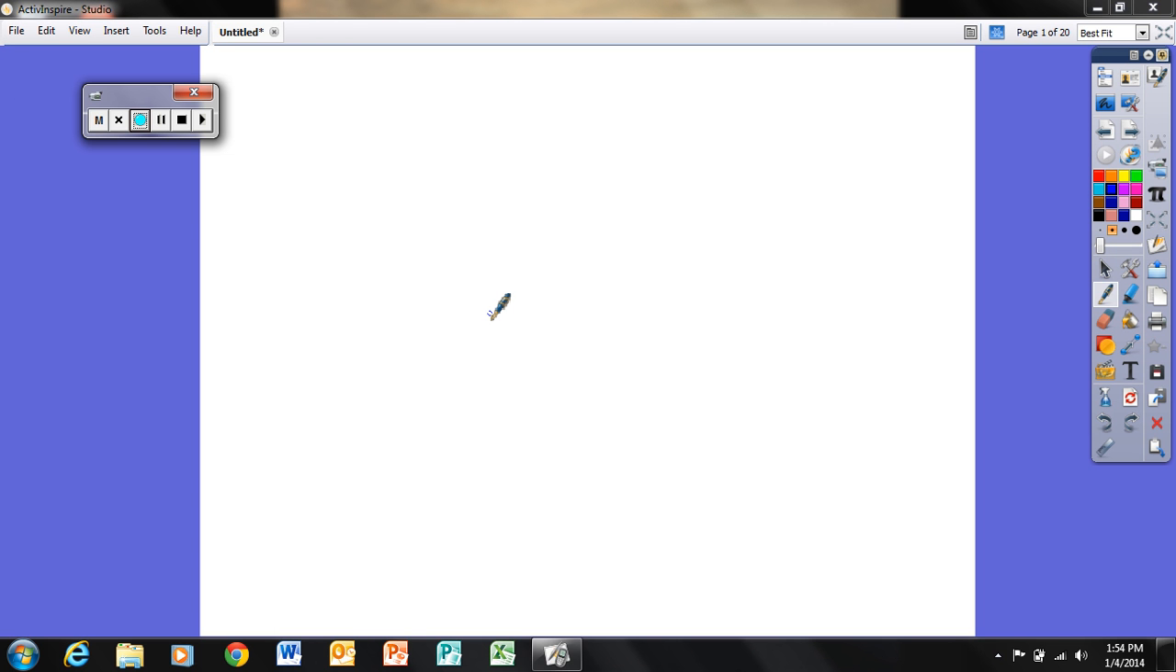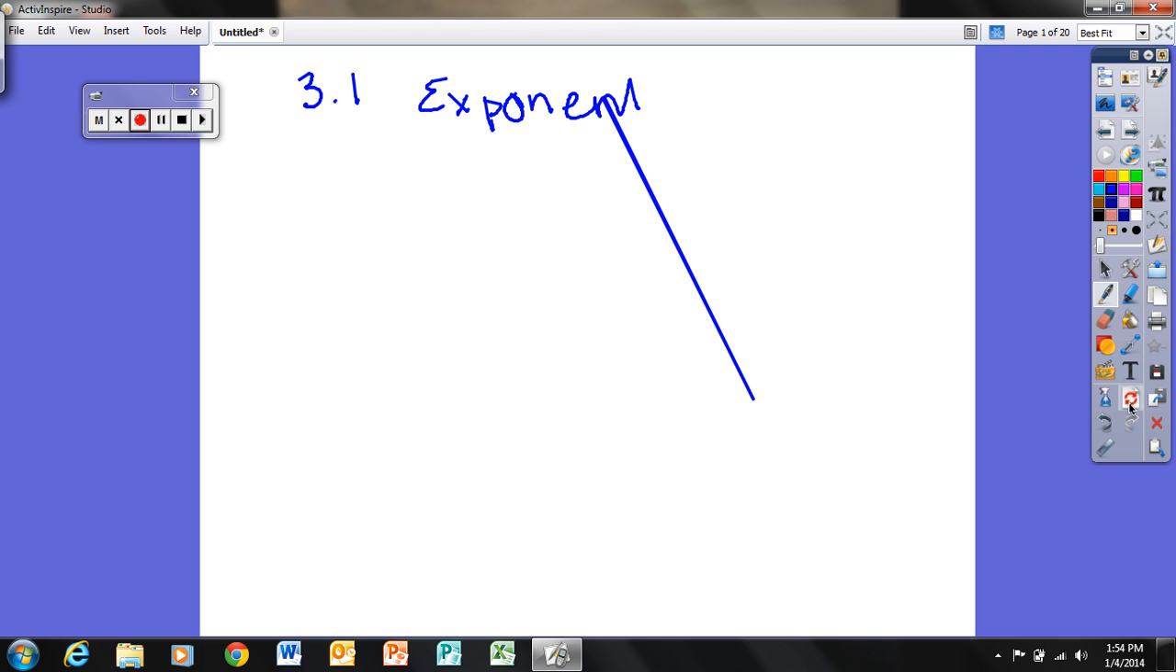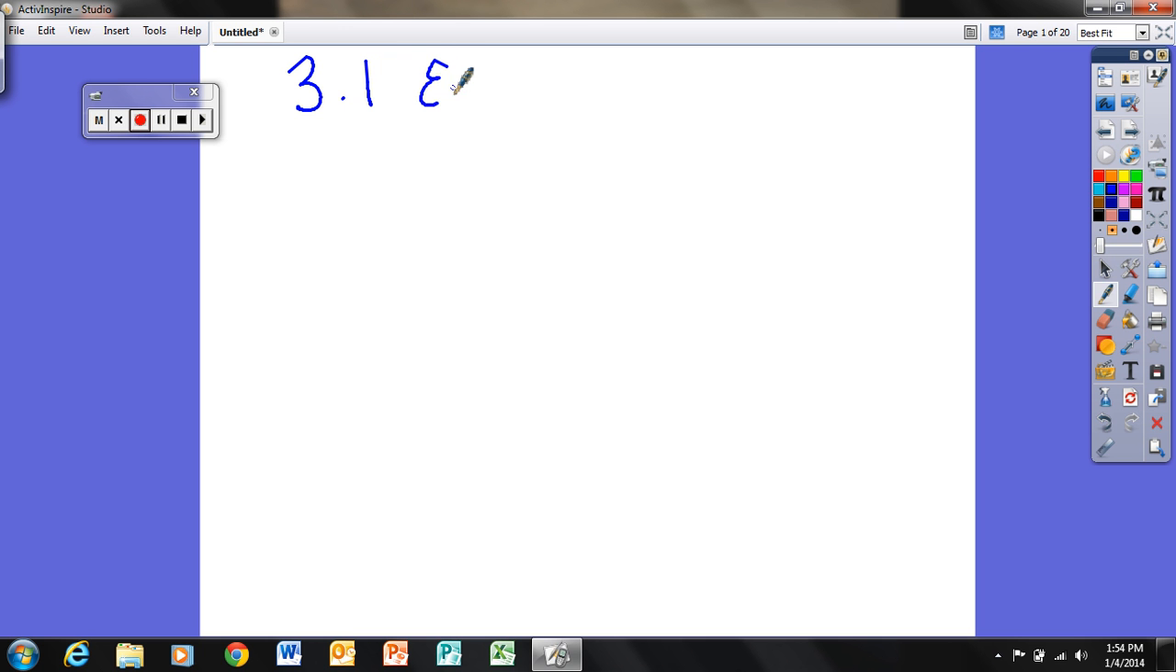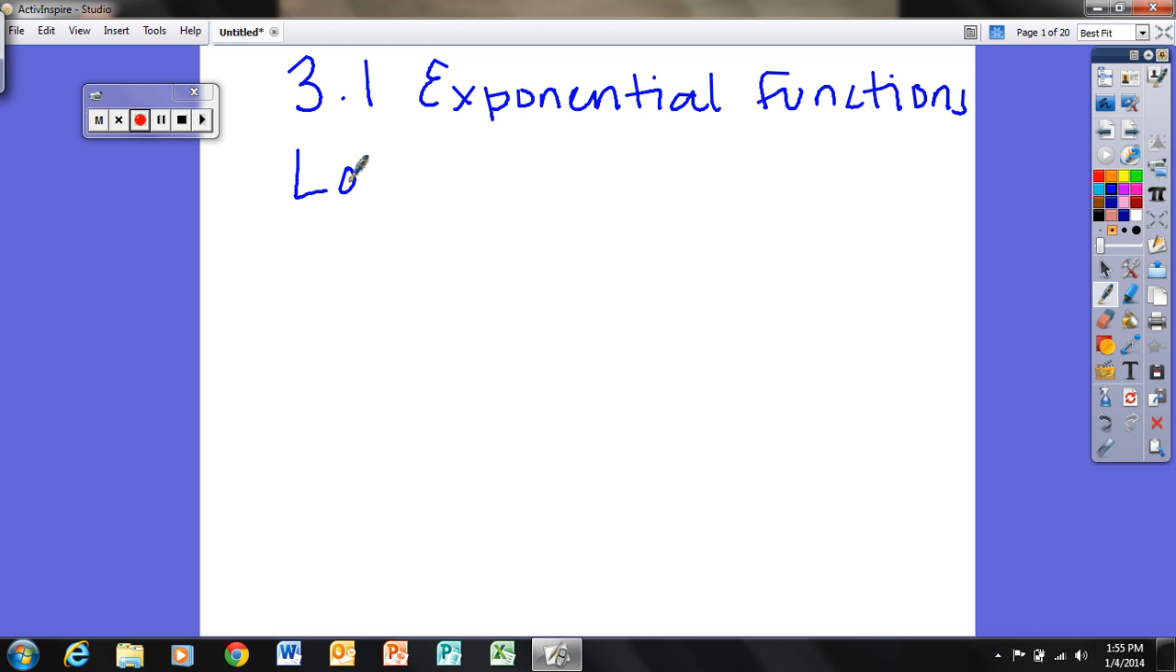We're going to be starting Unit 3. So in your notes, I would start with a fresh sheet of paper. Unit 3, and this is going to be 3.1, and we're going to be talking about exponential functions and also logistic functions.